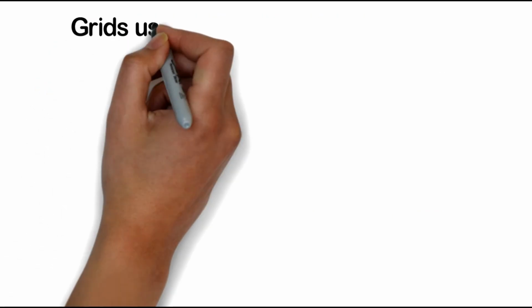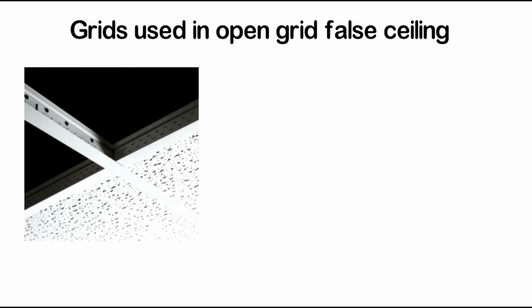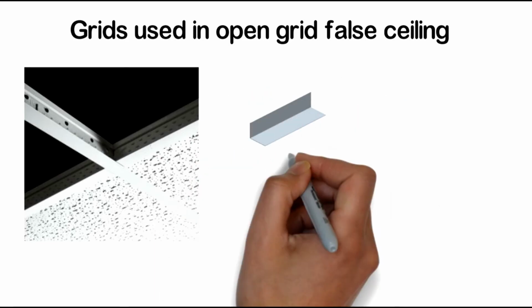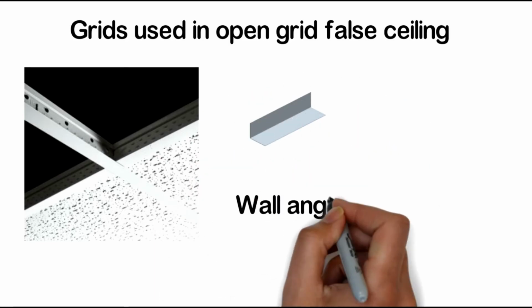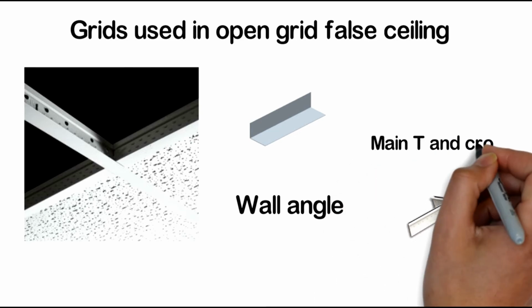The grids used in open false ceiling system. This is the grid used in the open false ceiling system. It is simply a T grid. It will be main T and cross T, and a wall angle will be used to fix the false ceiling system to the walls.